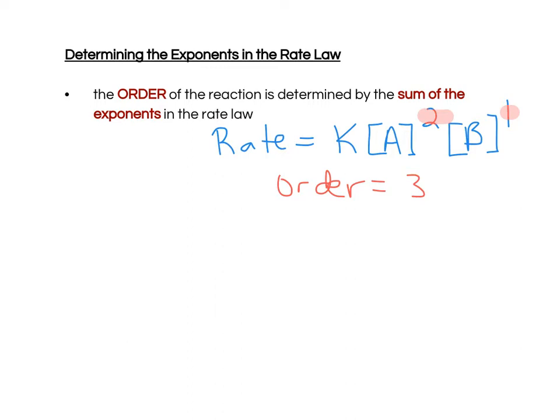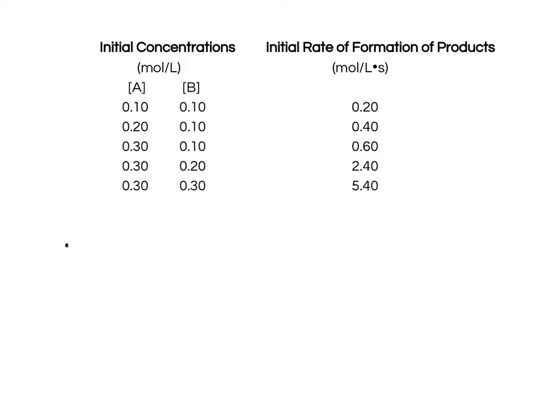So it's pretty simple. All you're doing is really just adding up those exponents. So if you see a question like that, it's a nice easy mark for you, as long as you remember how to do it. Okay, so what we're going to do next is look at some data. What you have before you is data relating to the initial concentrations of reactant A and reactant B in moles per liter.